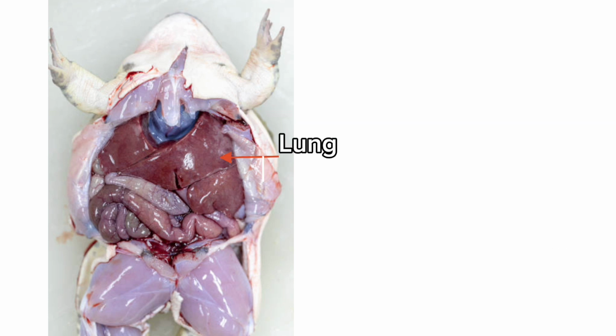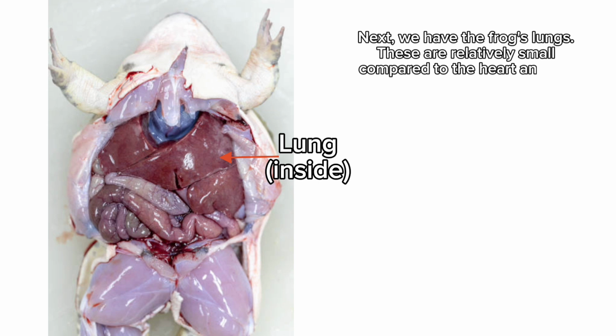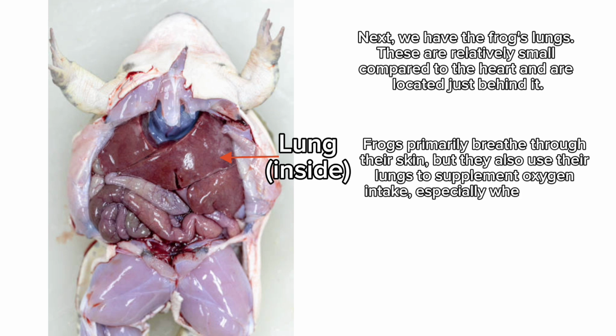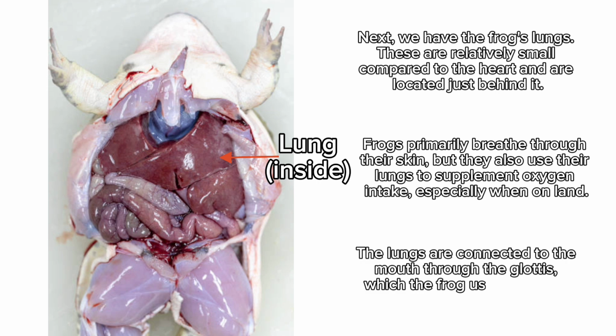We have the frog's lungs. These are relatively small compared to the heart and are located just behind it. Frogs primarily breathe through their skin, but they also use their lungs to supplement oxygen intake, especially when on land. The lungs are connected to the mouth through the glottis, which the frog uses to inflate its lungs.